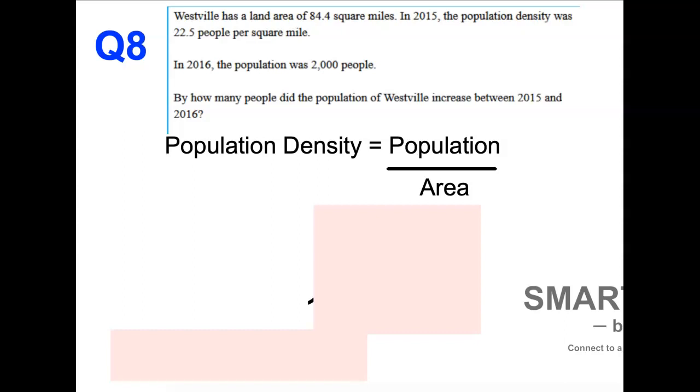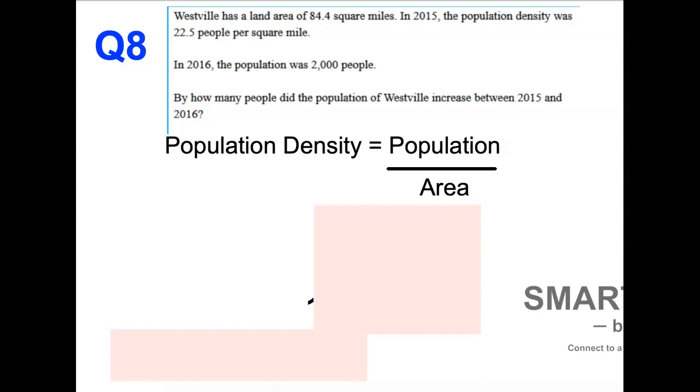Westville has a land area of 84.4 square miles. In 2015, the population density was 22.5 people per square mile. In 2016, the population was 2,000 people. By how many people did the population of Westville increase between 2015 and 2016?